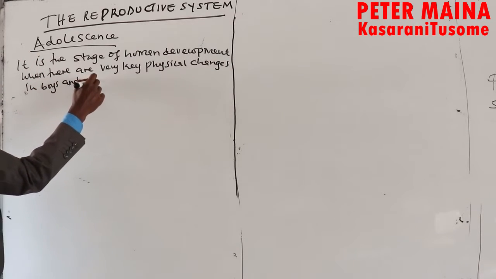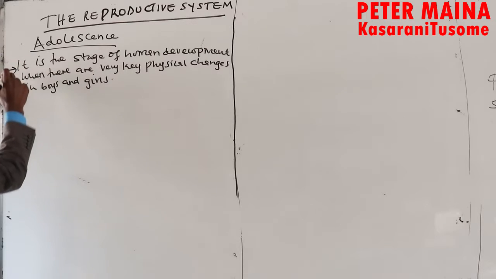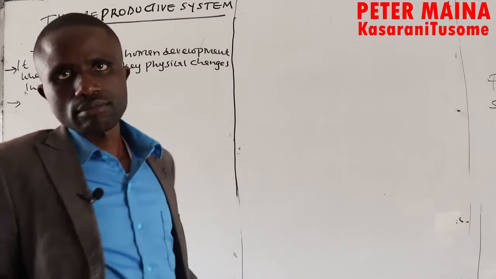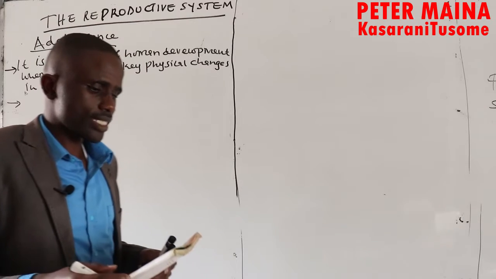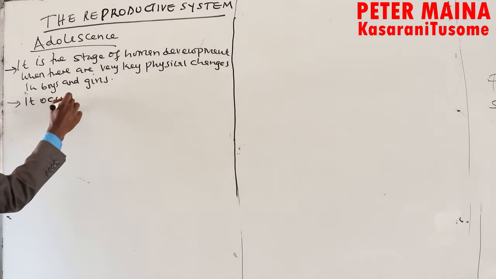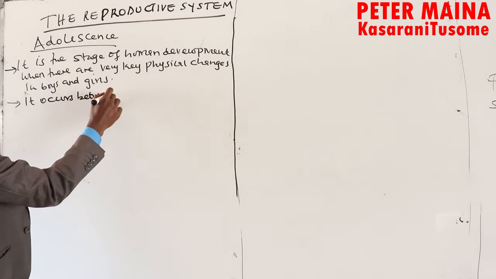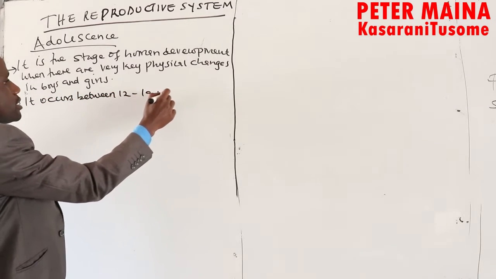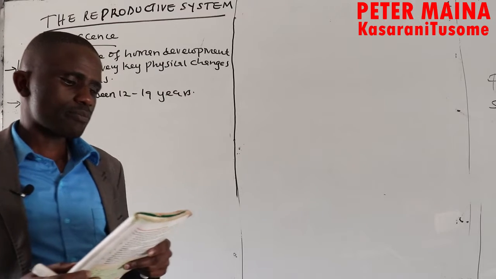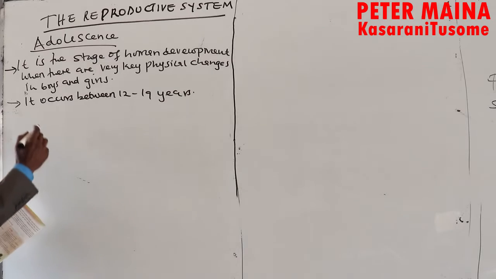For instance, you'll find that a boy is talking in a very deep voice. So that is during adolescence. It occurs between 12 and 19 years. So let's look at the physical changes during adolescence.